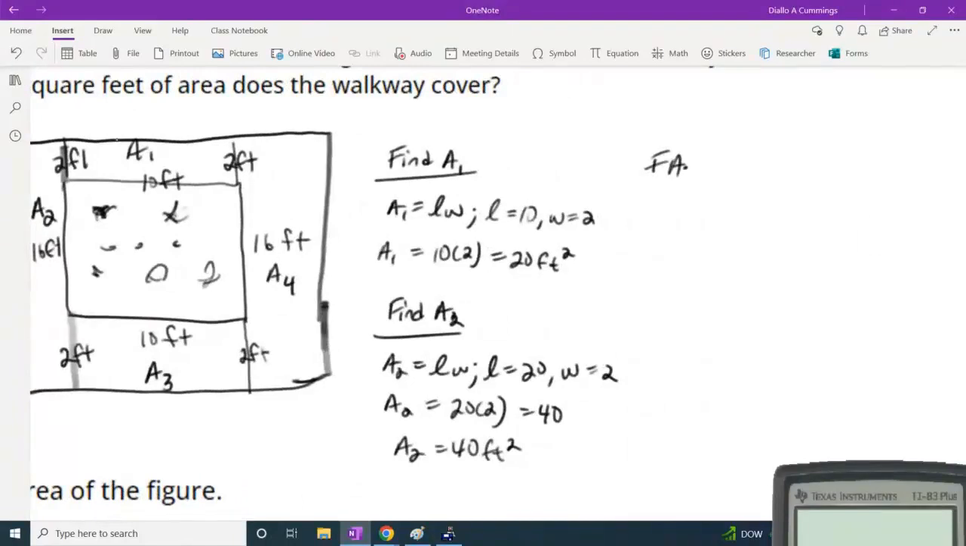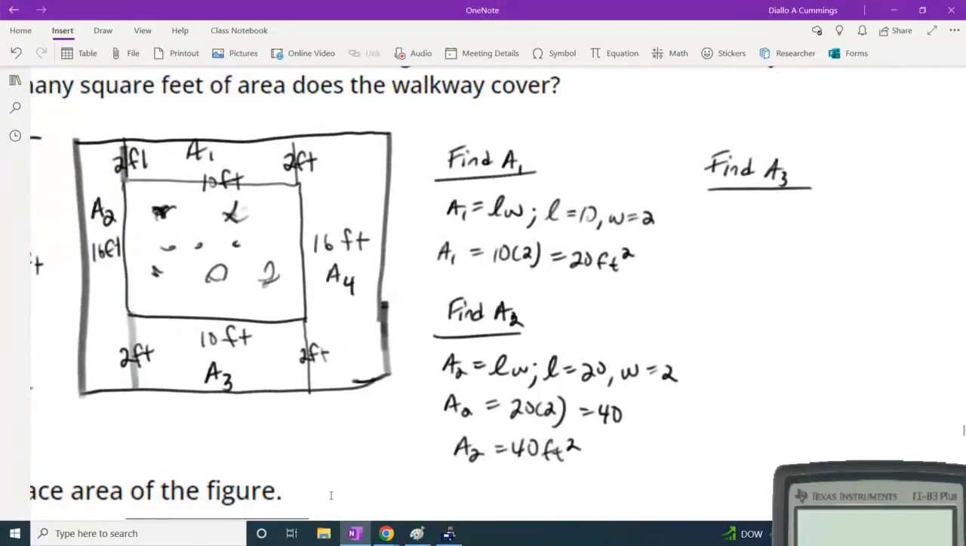Now I'm going to find the area for the third region. The area of the third region should actually be the same as the area for the first region, right? Because it's 10 feet long, it's 2 feet wide. So 10 times 2 should be the same 20 square feet.